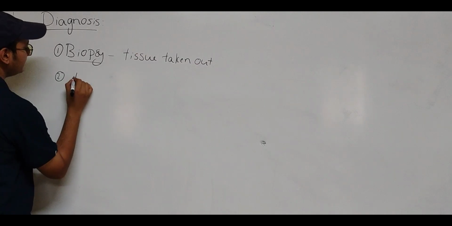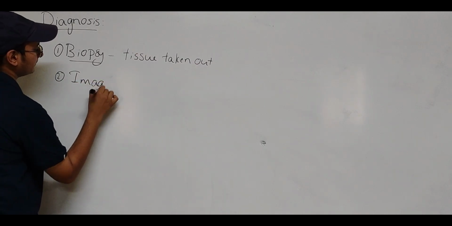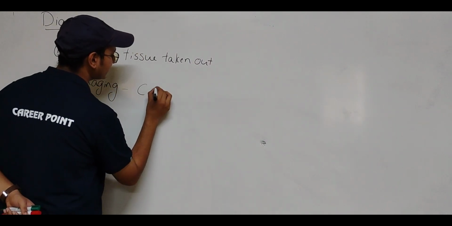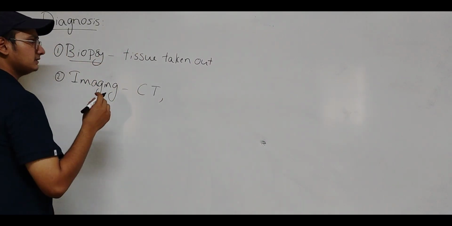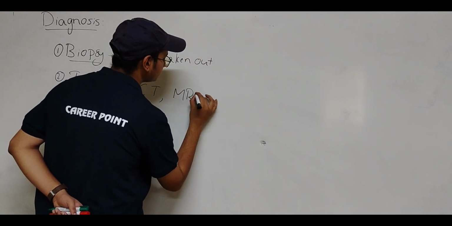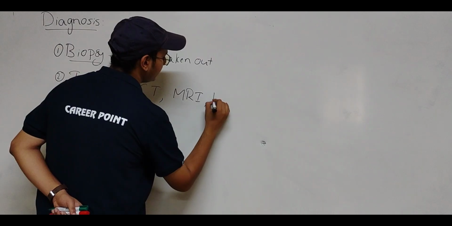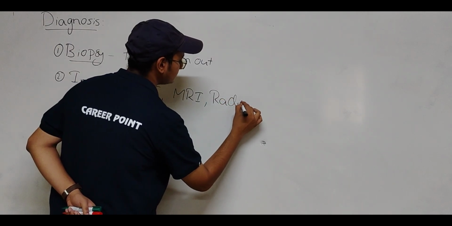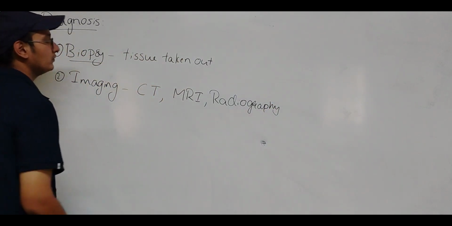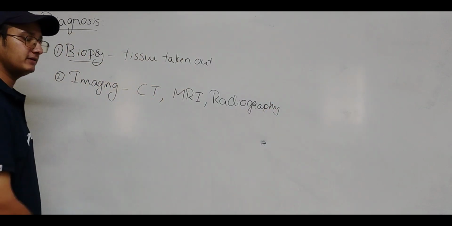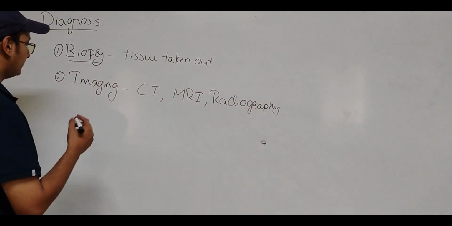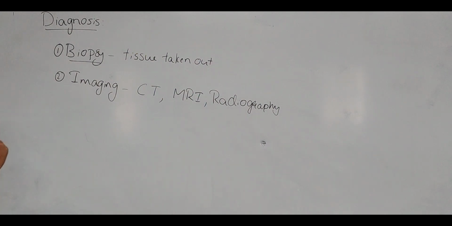The second one is imaging. We have different kinds of imaging techniques like CT scan, computed tomography, MRI, and radiography. These are the imaging techniques where we use X-rays and magnetic fields to find out whether an organ has a tumor or not.